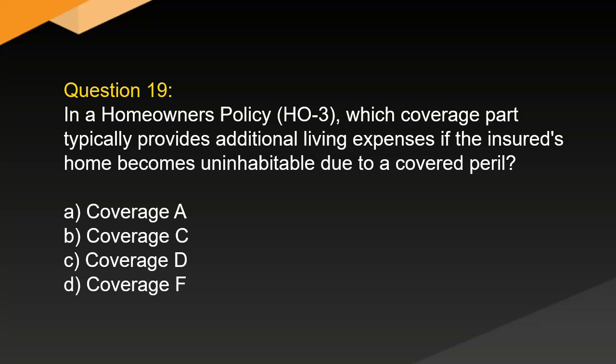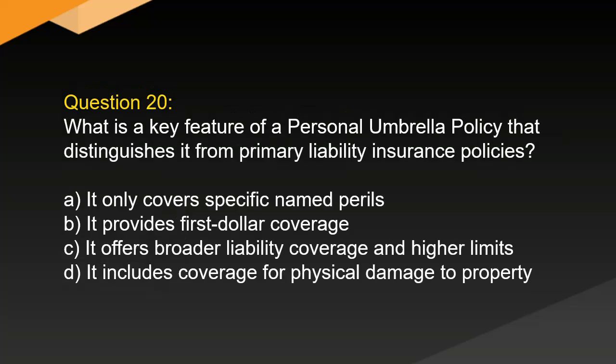Question 19. In a homeowner's policy, HA3, which coverage part typically provides additional living expenses if the insured's home becomes uninhabitable due to a covered peril? A. Coverage A. B. Coverage C. C. Coverage D. D. Coverage F.